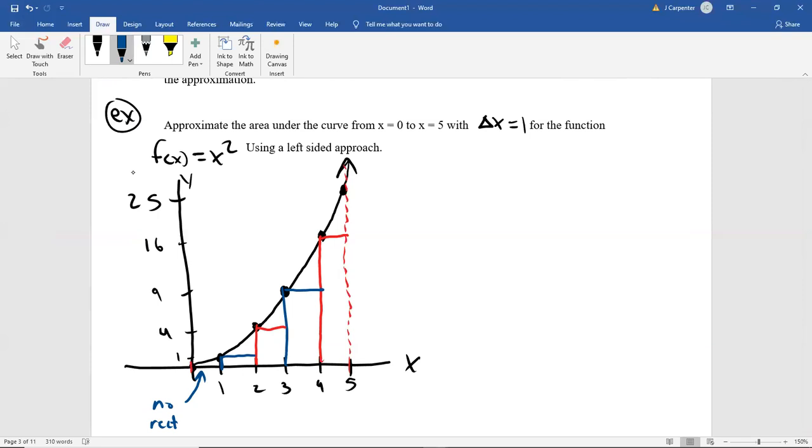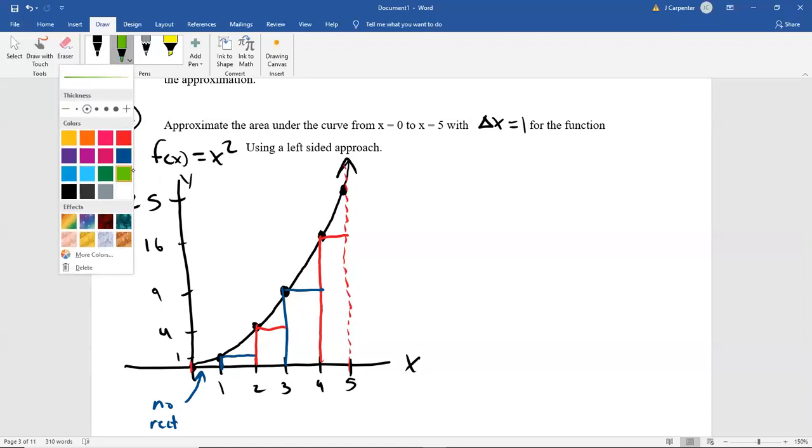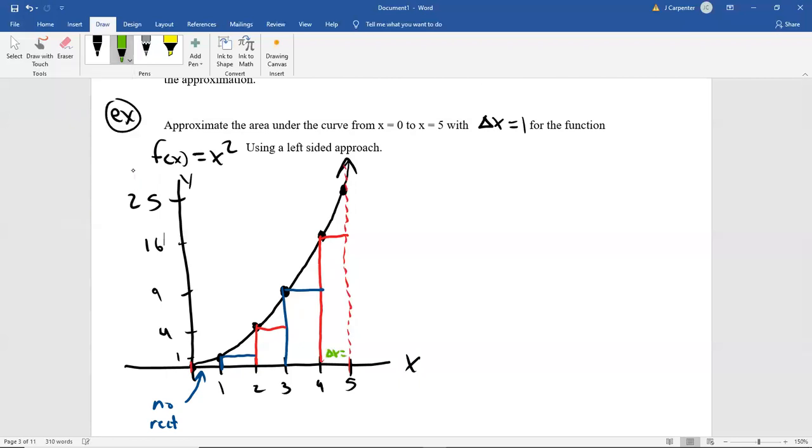If I had done a right-sided approach, there would be a rectangle on that one and it would have a height of 1. So this is definitely going to be an underestimator because we don't have a rectangle here, so this area is completely missing. This one's going to be missing this little chunk. This one's missing this chunk, and this chunk. So this will be an underestimator. Now let's find all of these. Each of these little widths shows that the delta x is equal to 1. I'm not going to write it for all of them.